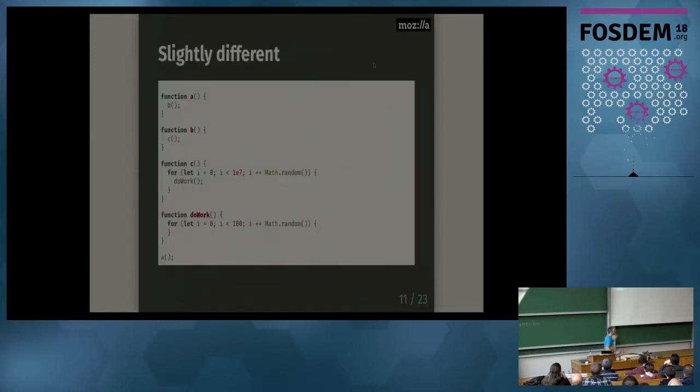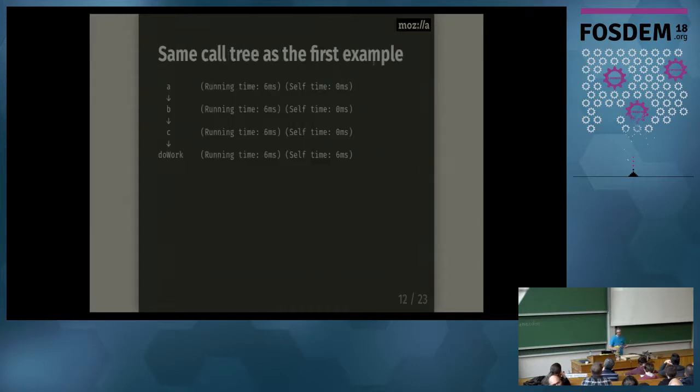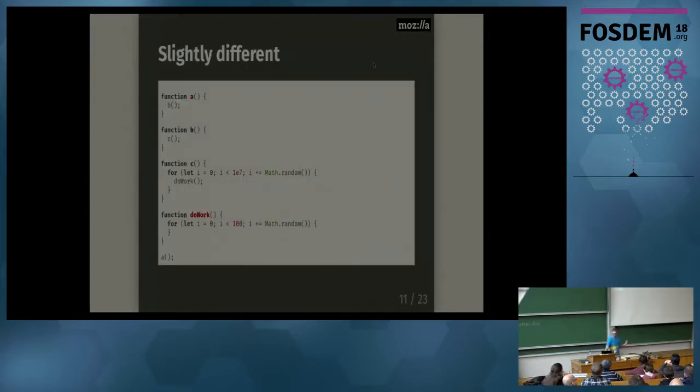But here there is something slightly different. Here, I'm doing work both in C and in do work. So we'll get the same code tree, and the running times are the same. In reality, for C, the self time was maybe 1 or 2 milliseconds. We still spend some time in that function, but most of the time is actually spent in do work. We actually have the same code tree as in the first example, even if the code was slightly different.